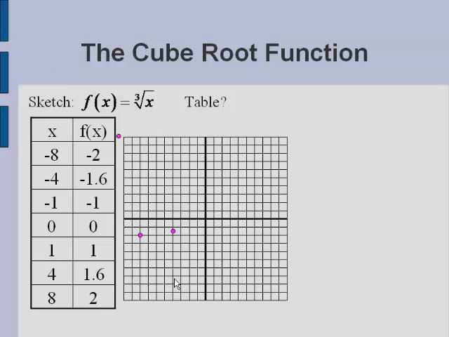Plotting those points on the grid. So this curve can go further to the left, and it will go further to the right, because remember, we can take the cube root of negative numbers and positive numbers. Now, what happens after the points that we plotted? The question is, does it go way up, or does it increase smoothly?